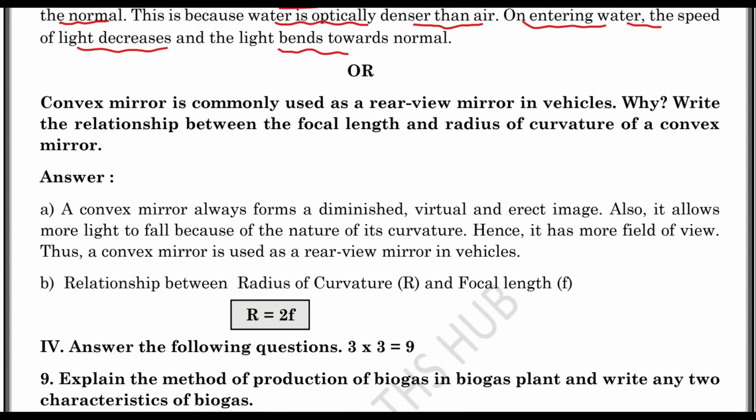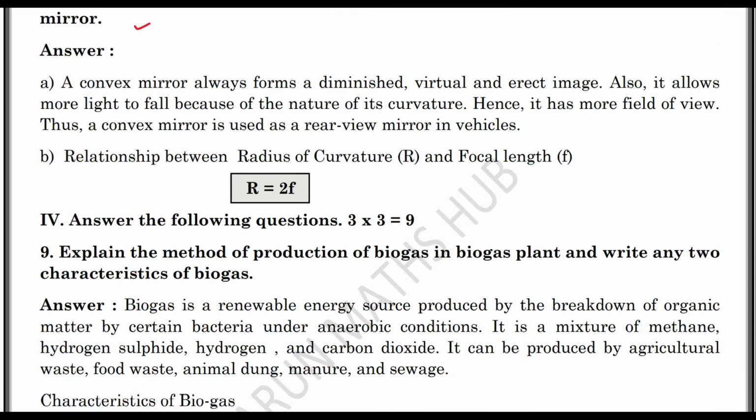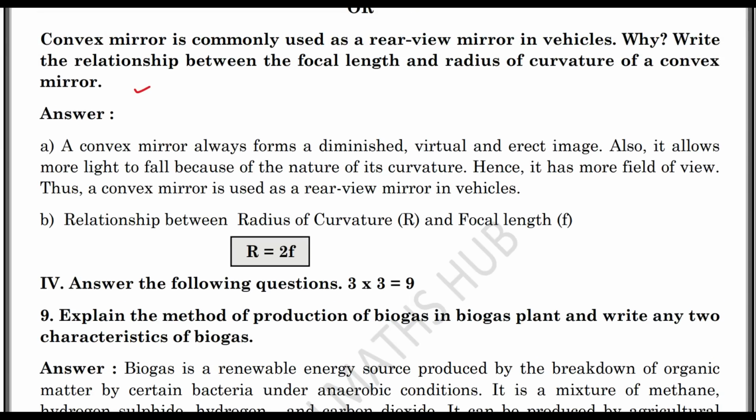A convex mirror is commonly used as a rear view mirror in vehicles. Why? What is the relationship between focal length and radius of curvature of the convex mirror? A convex mirror always forms a diminished, virtual and erect image, and also it allows more light to fall because of the nature of its curvature. Hence it has more field of view. Hence a convex mirror is used as a rear view mirror in vehicles.